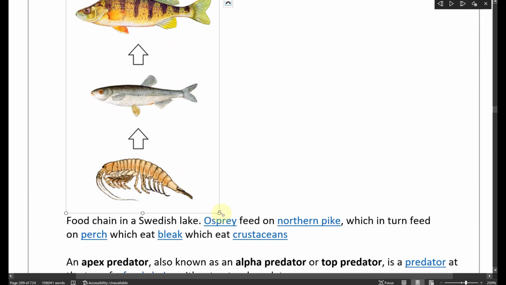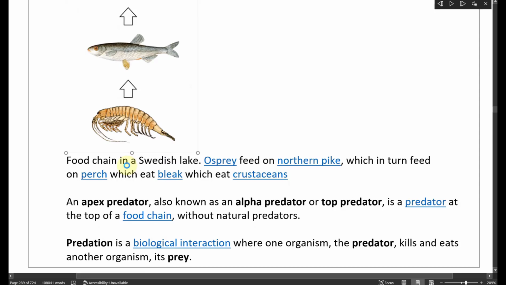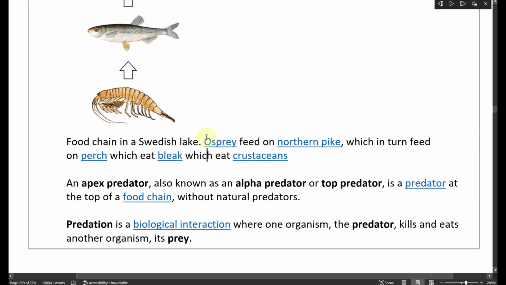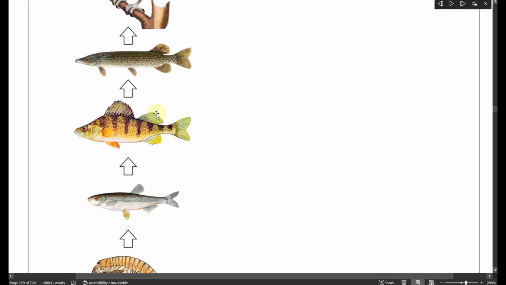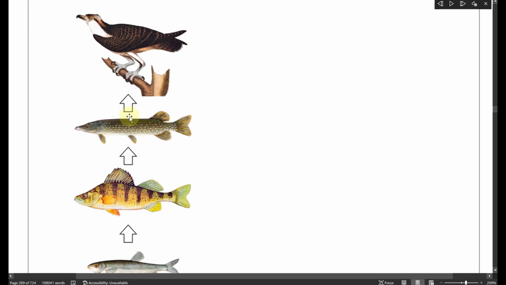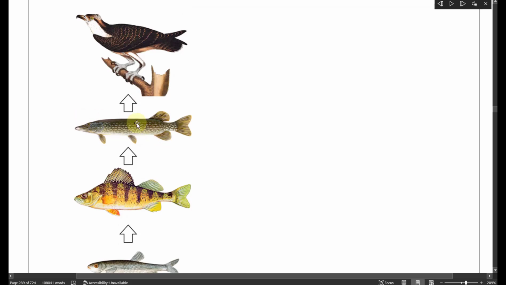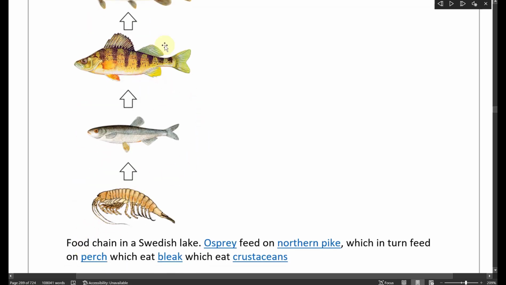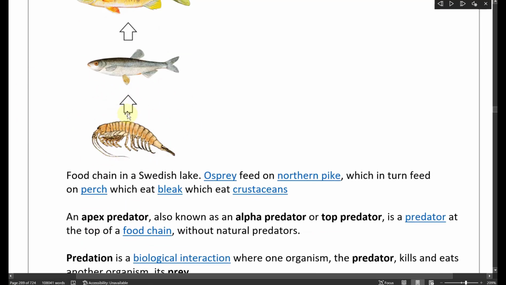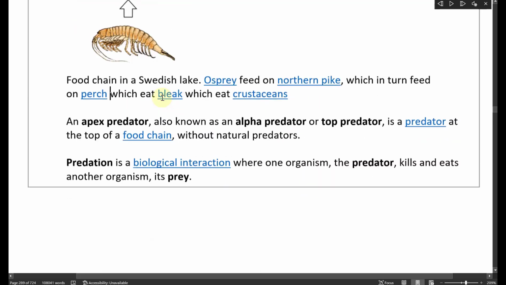Anyway, continuing here is an illustration. Here's a food chain in a Swedish lake. You have osprey right here. Osprey feed on northern pike, which in turn feed on perch, which eat bleak, which eat crustaceans. So this bird would eat this fish right here. The northern pike eats this fish, which feeds on perch, which eat bleak right here, which eat crustaceans, like these crab setups over there. That's very interesting. Let's continue further.